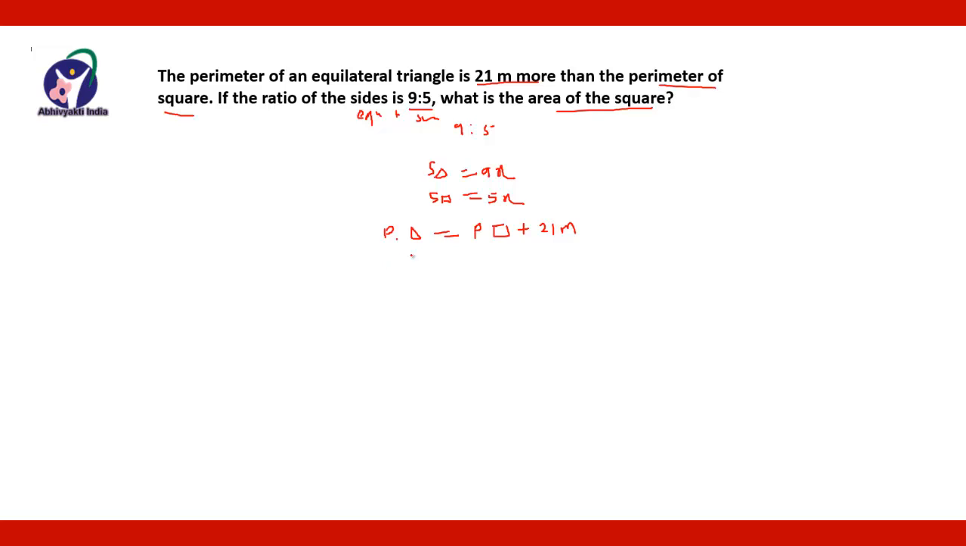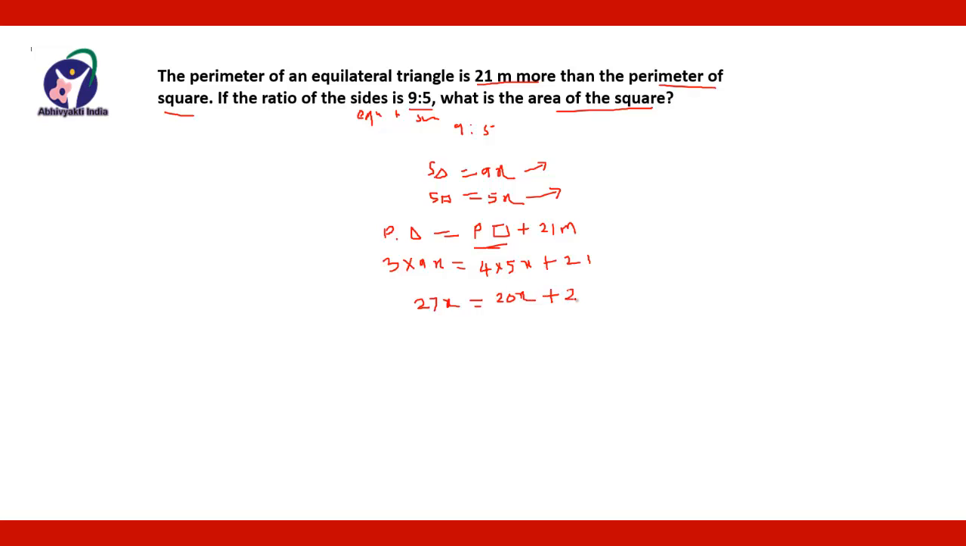So perimeter of triangle will be what? 9x is the side, and so the perimeter of the triangle will be 3 into 9x. And the side of the square is 5x, and therefore the perimeter of the square will be 4 multiplied by 5x, plus 21. So this will be 9 3s are 27x is equal to 5 4s are 20x plus 21.